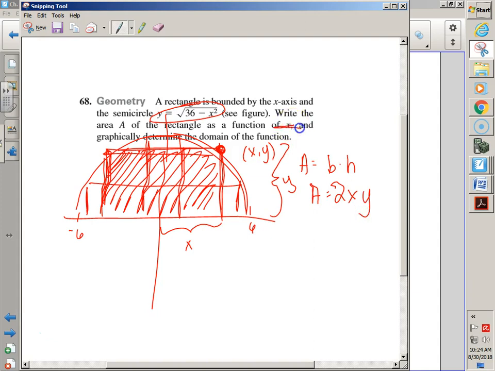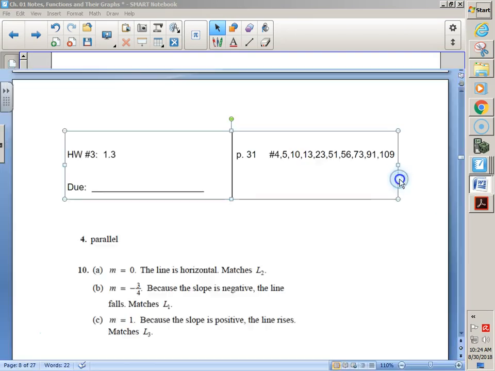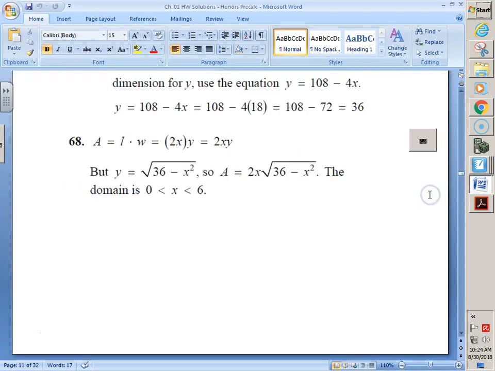But wait a minute, I'm supposed to have a function of just x. So who do I have? Plug it in, plug it in. And then maybe you kind of understand why. Oh, that's a question. I apologize. Number 68. Put 2xy, then put 2x times the square root thing. That's the area formula. And then it says, what's the domain? Well, if you look at the actual picture itself, x is an actual length. It can't go below 0 for the same reason radius couldn't, for the same reason the box girth couldn't. But why can't it go any bigger than 6?